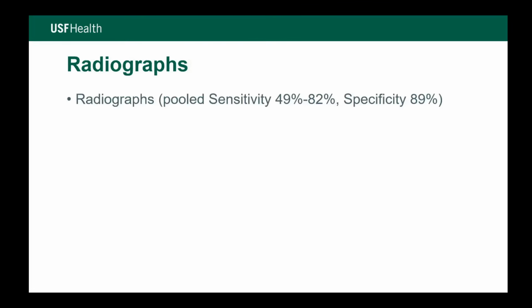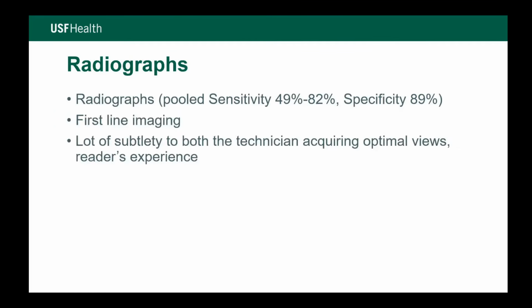So starting with x-rays, they're not very sensitive. It depends on what you're x-raying, but the range is 50 to 80%, much lower than you might expect. There's a lot of subtlety to how the technician acquires those views, and the radiologist can miss things too, right? They're human. And you definitely need to get two views. There's plenty of examples out there where the PA view showed nothing, and then you get a lateral and you see this gnarly fracture.